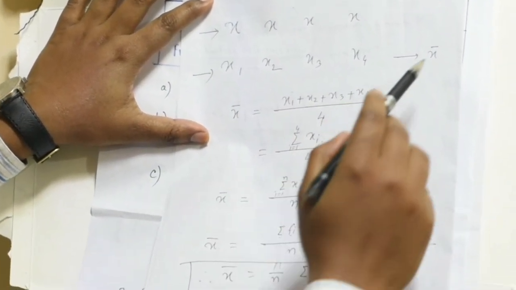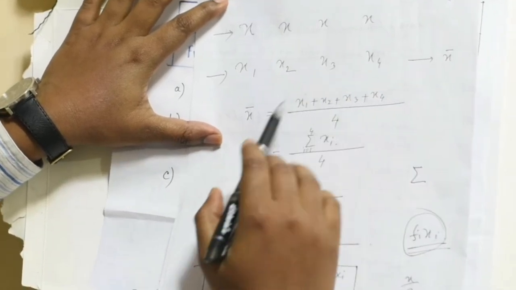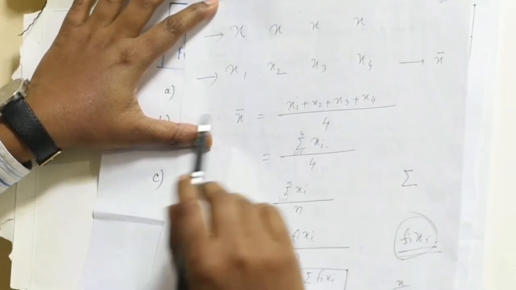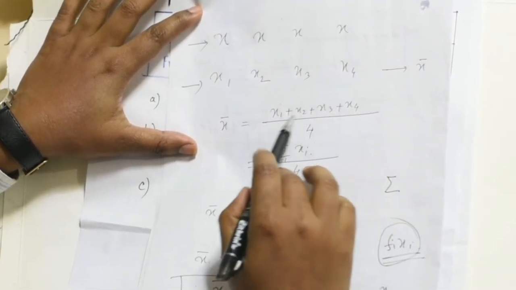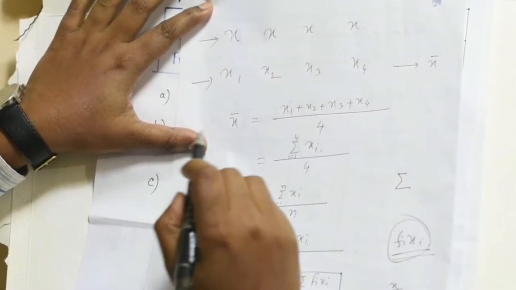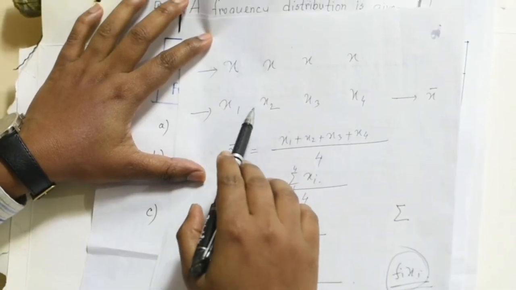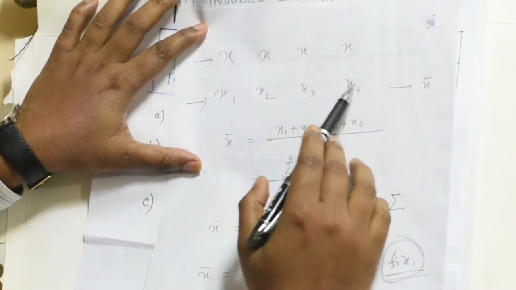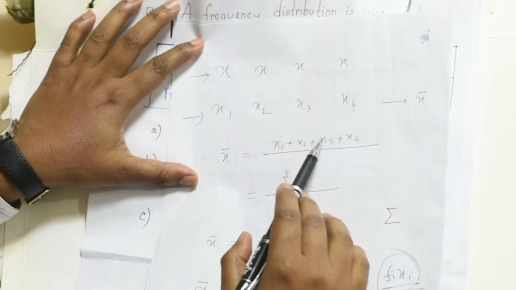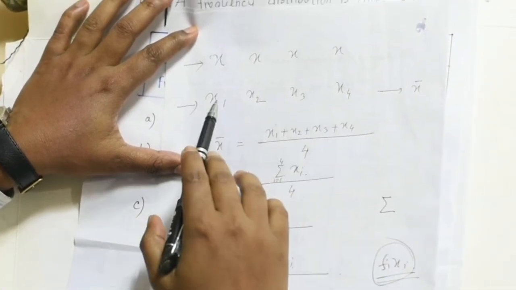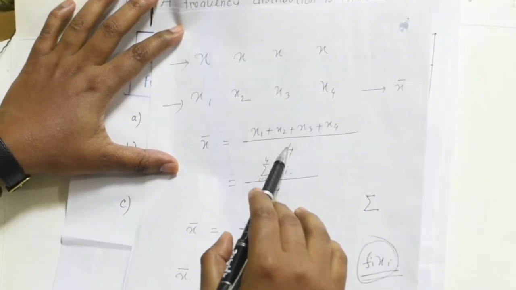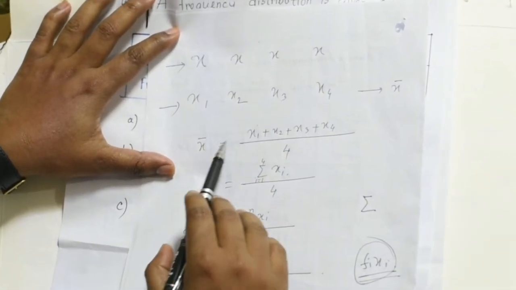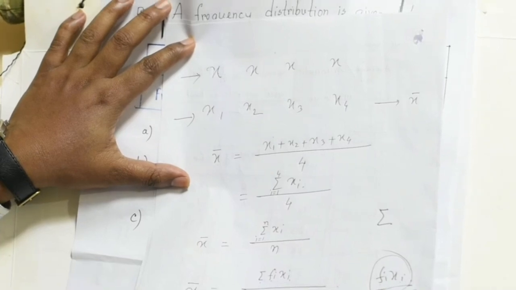Now, what is their arithmetic mean? Their arithmetic mean is x bar. What is x bar? X bar equals, simply, we know average equals sum of data divided by number of data. The data here are x1, x2, x3, x4. The sum is x1 plus x2 plus x3 plus x4. How many data are here? 4. So the total number of observations is 4, divided by 4. So x bar equals sum of data divided by number of data.